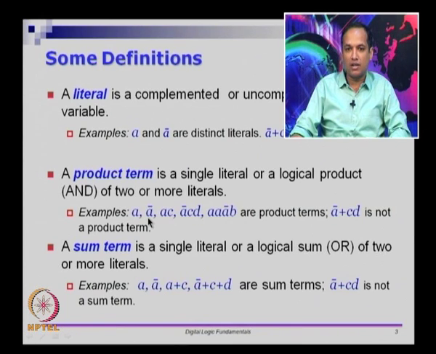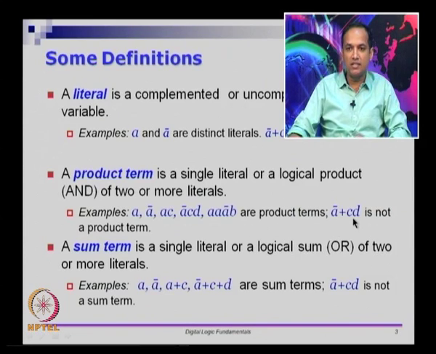A bar and c are single literals, so they are by definition product terms also. A product term includes literals, or you should have something of this kind. So AC is actually a and c, the product of a and c. A bar cd is the product of a bar, c and d, and so on. Even a bar b is a product term.